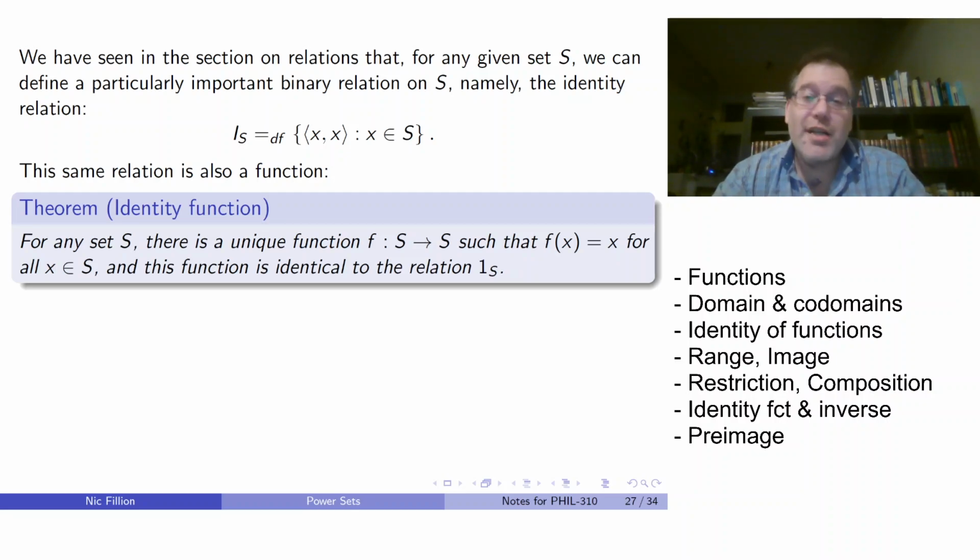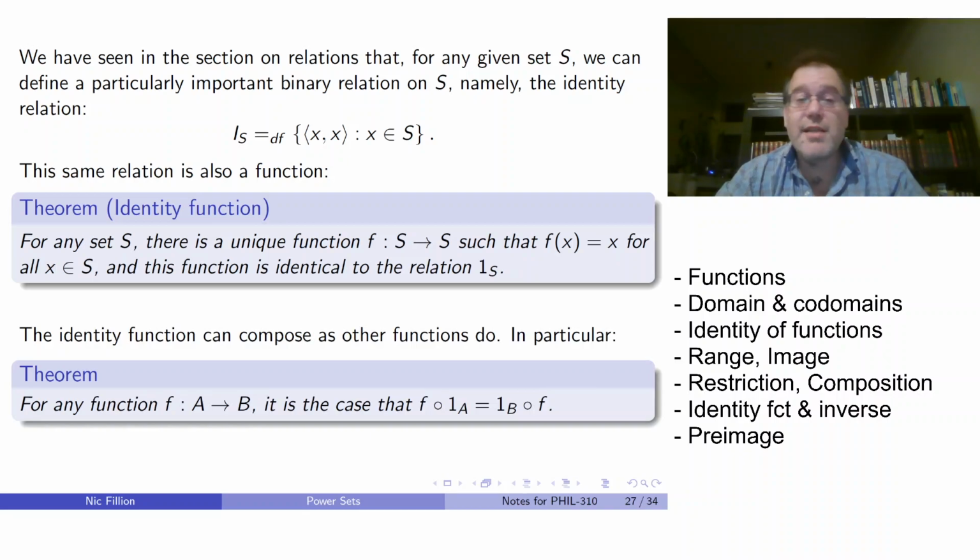And of course, that function is identical to the relation 1 sub S, which is why we use the same notation. And by that, we mean that the function defined as follows contains exactly the same ordered pairs as the identity relation. So they are really the same thing. It's just two different names for the same thing. You might be wondering why we use that. Well, a little bit later on when we discuss inverses of functions, that's going to be a useful way to characterize some properties.